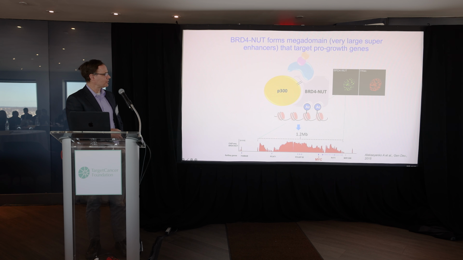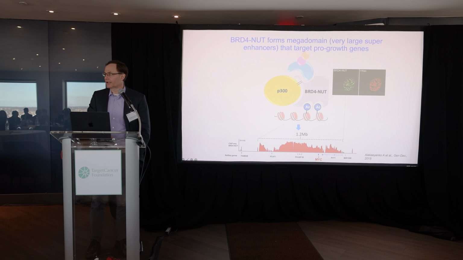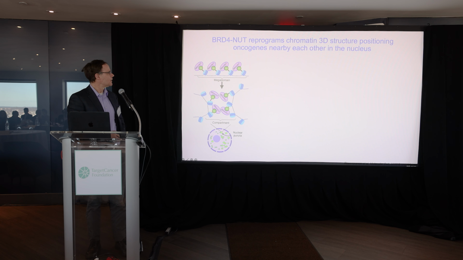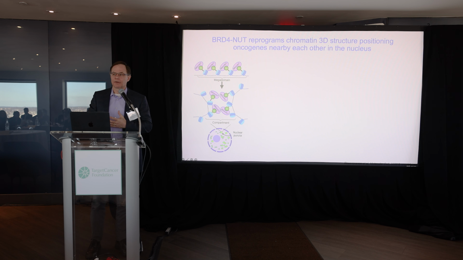So you can actually see these, what we call megadomains, or gigantic super enhancers. You can see them by immunofluorescence. They form these nuclear condensates, and they are co-localized, as expected, with acetylated histones. We have a collaborator, the Egan Lab at Baylor, who has looked at what's happening three-dimensionally on chromatin when BRD4-NUT is around.